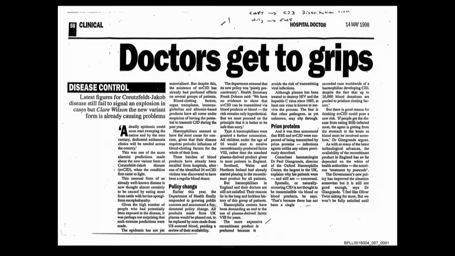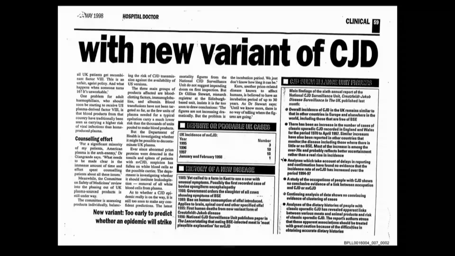Can we go over the page, please? "All UK patients get recombinant factor 8. This is an unfair ageist policy, and what happens when someone turns 16, it's unworkable." And then the article refers to the risk of viral infections from American plasma. And then under the heading "Counselling effort," you're reported as saying, "For a significant minority of my patients, American plasma is the arch enemy. What needs to be made clear is the immense amount of time and effort spent counselling patients about all these issues." First of all, was that an accurate reporting of your views?